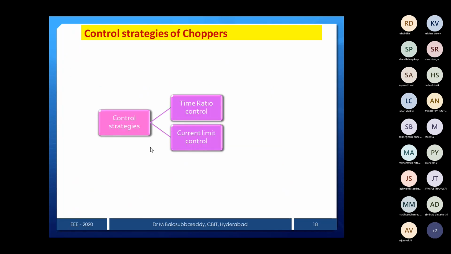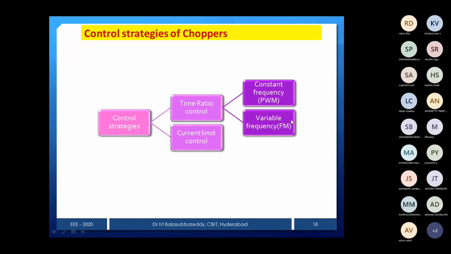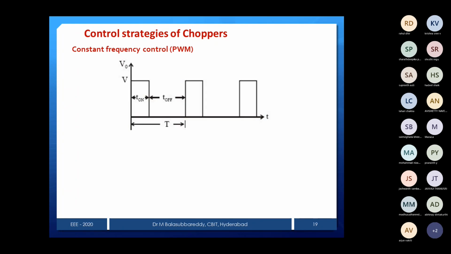Now these are the control strategies. Two control strategies. One is time ratio control. Another one is current limit control. Time ratio control, also known as pulse width modulation, means constant frequency. Constant frequency means T will remain constant. With variable frequency, T is going to vary. If any one is fixed, the other one varies, so the total T will vary. Total T varying means the frequency is going to vary. And then current limit control works within a limit, I minimum and I maximum. Now first we will see the frequency modulation.